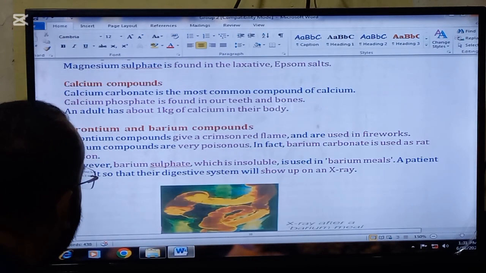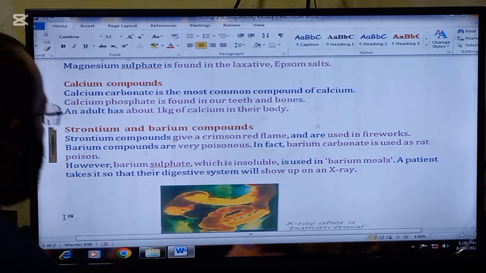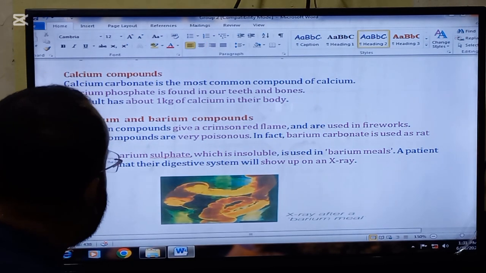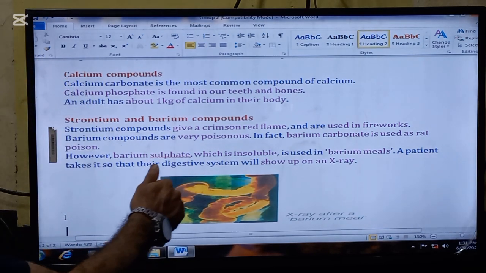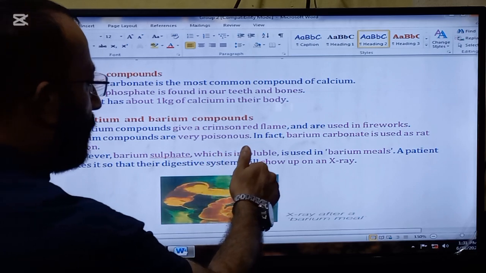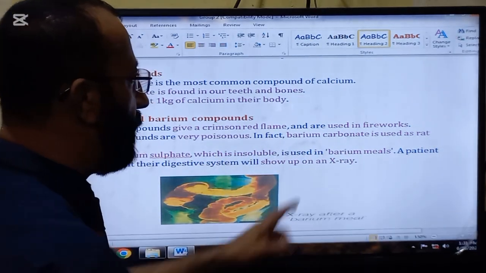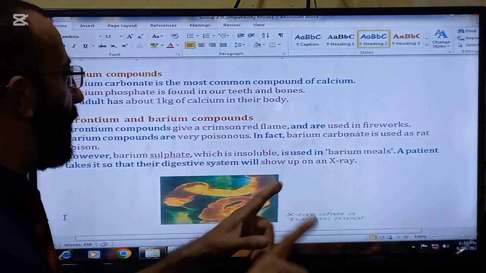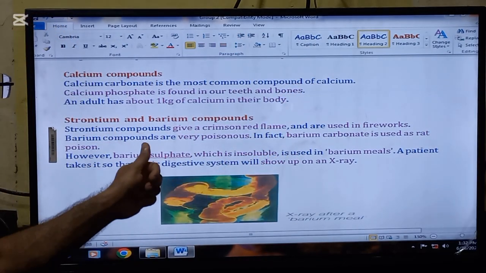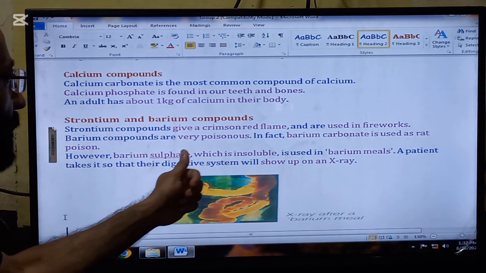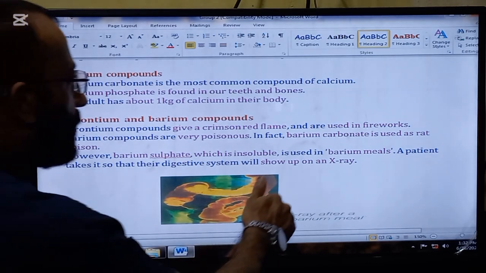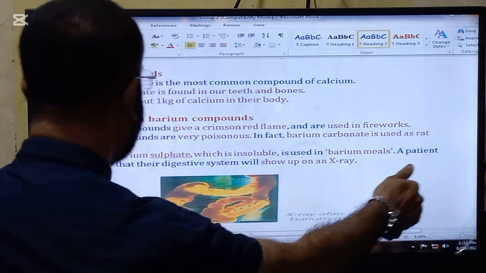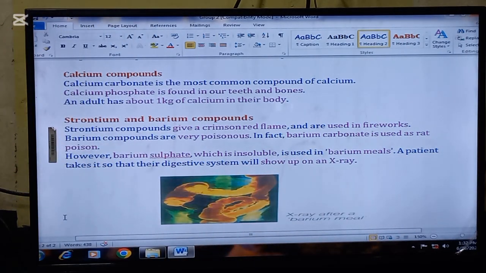The next thing that we are going to read is strontium and barium compounds. Strontium compounds give a crimson red flame and are used in fireworks. So normally you see the red color in fireworks because of the strontium compound. Barium compounds are very poisonous. In fact, barium carbonate is used as a rat poison.